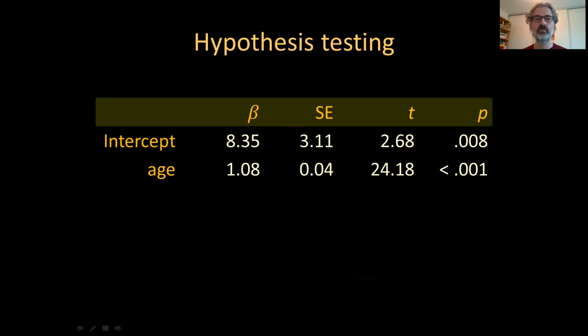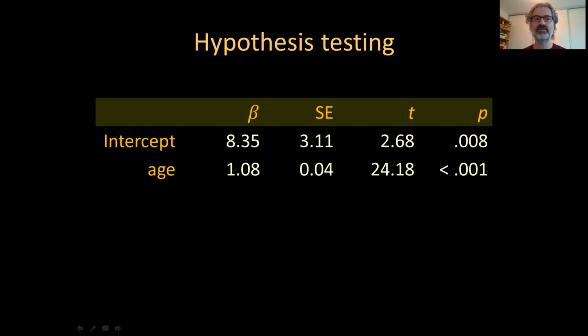What does intercept equal to 8.35 mean? The intercept is our predicted value of the dependent variable when the independent variable is equal to 0. So this means that for a child with age equal to 0 months, we predict a vocabulary score of 8.35. This is a very silly thing to say, and it is because the relationship between age and vocabulary is not linear all the way to 0.